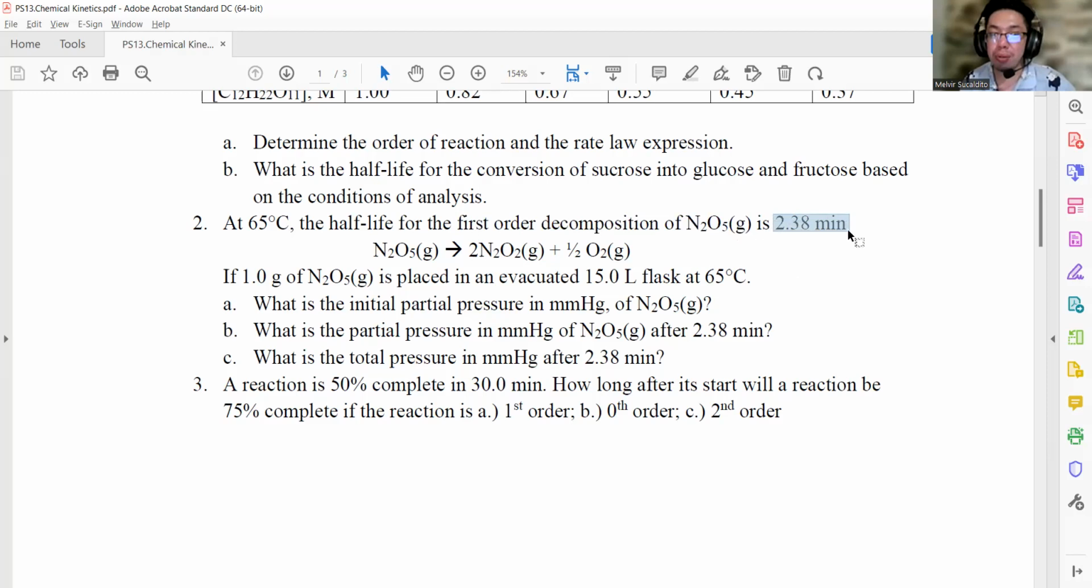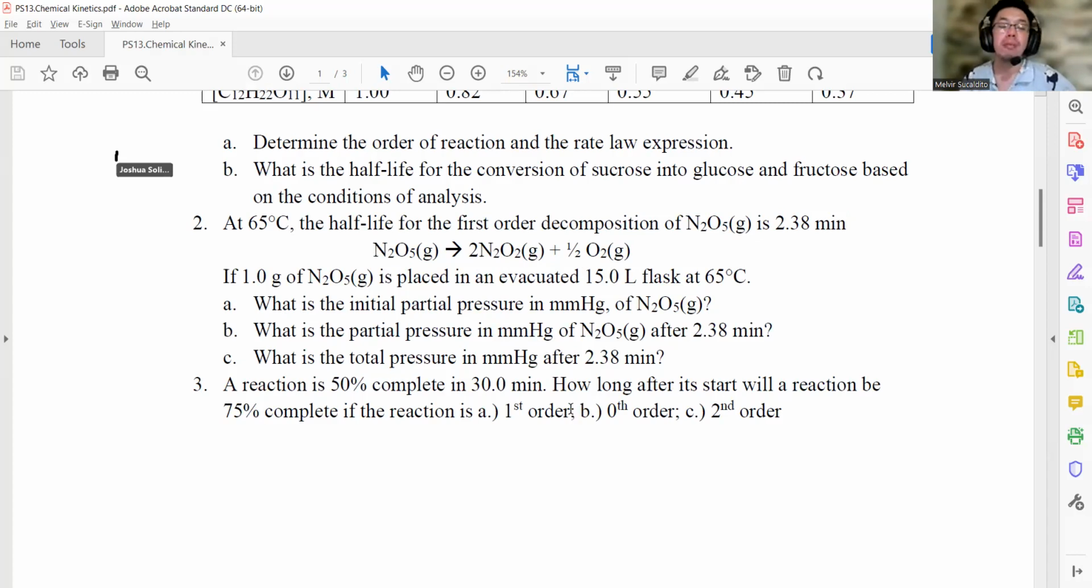So binigay na yung half-life. So you can easily get the K. Okay? Kasi may formula ka naman. So this is the reaction. N2O5 decomposes into 2 molecules of N2O2 plus 1/2 O2 gas. So if you have 1 gram of N2O5 placed in an evacuated 15 liters flask at 65 degrees Celsius, what is the initial partial pressure in millimeter mercury of N2O5 gas?